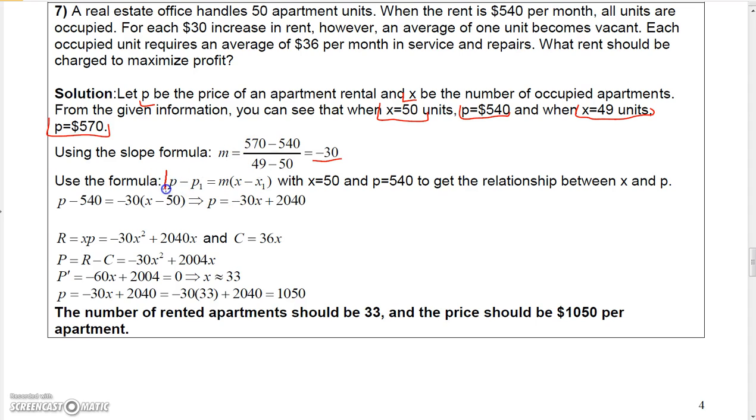And then I can use this point-slope formula to actually get a relationship between the price and x. So all I have to do is use the slope now, negative 30, and then one of these points. I'm going to use the point 540 and 50, and so I get p minus 540 equals negative 30 times x minus 50. Then p equals, you can do the algebra there and get, p is negative 30x plus 2040. Now all that did is give me a function for the price.